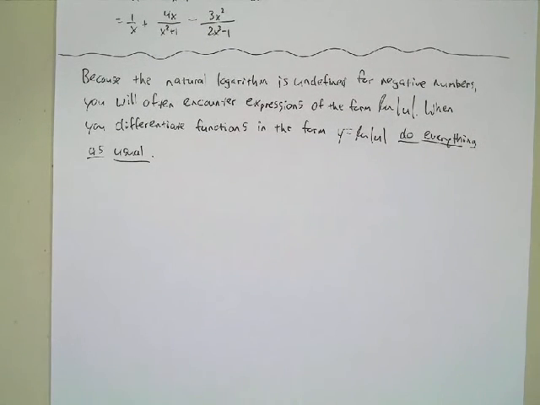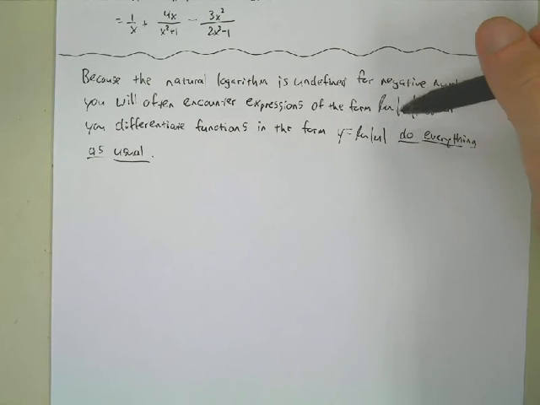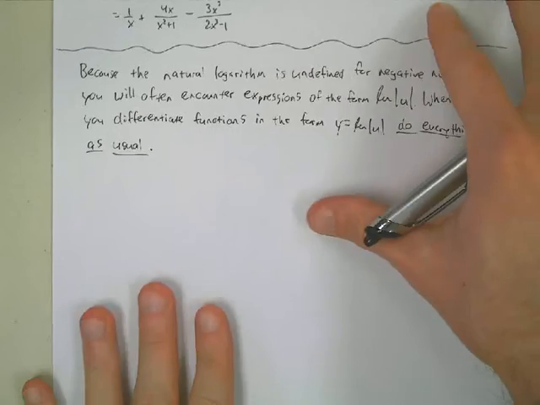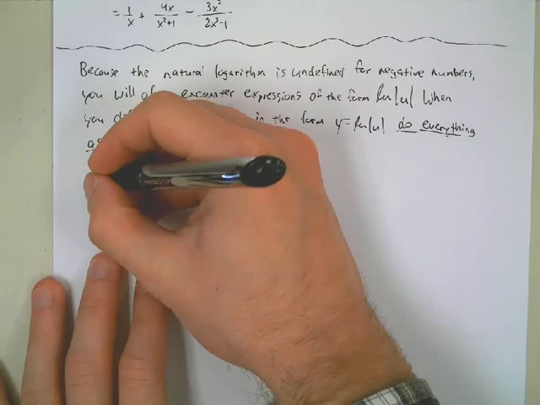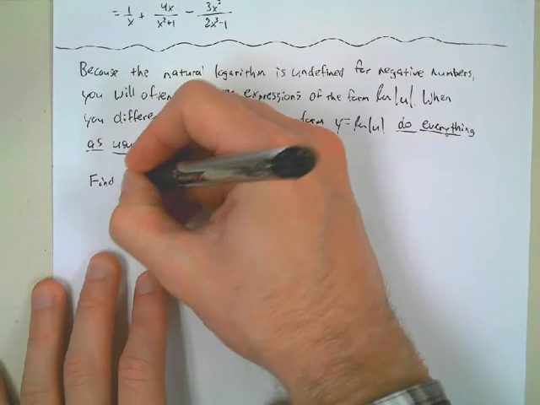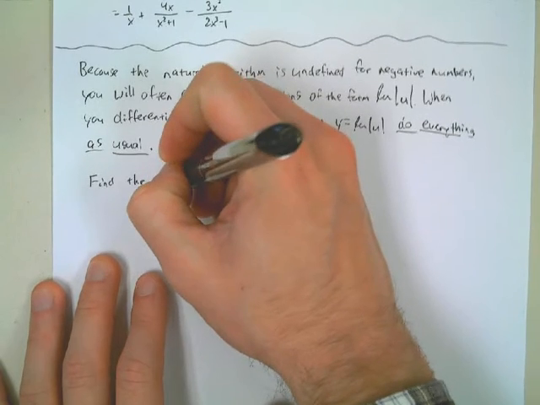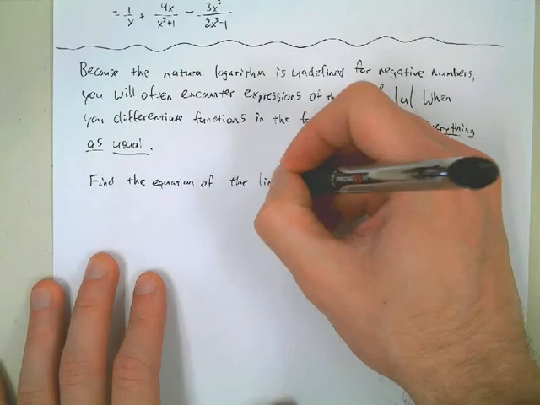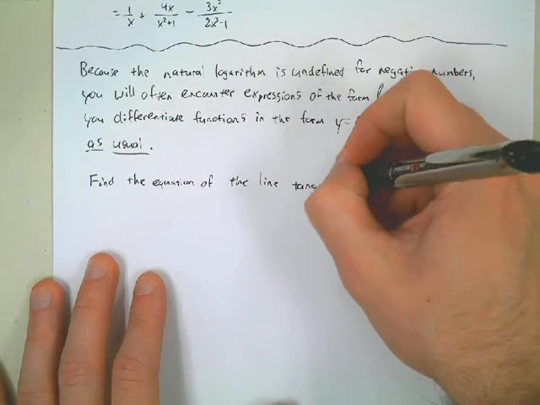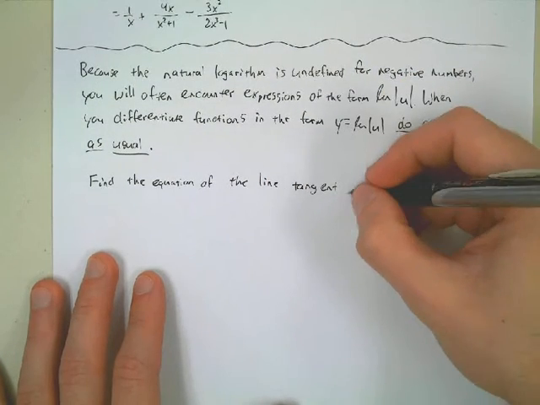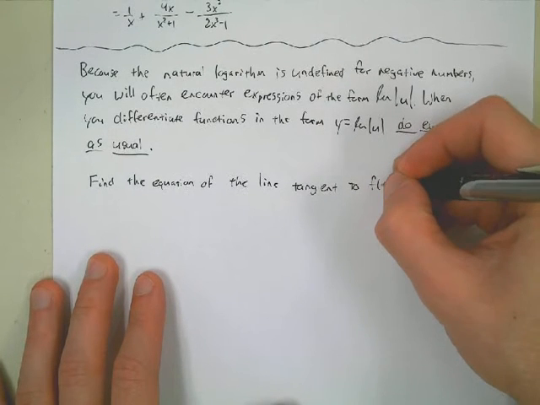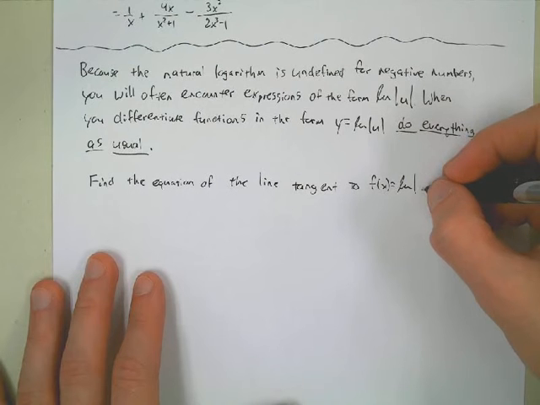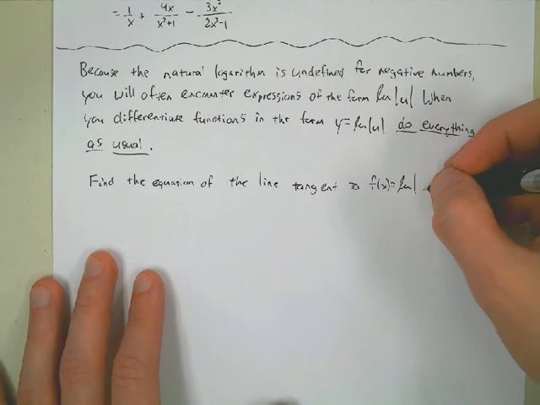All right, so as an example here, let's find the equation of the line tangent to f of x equals natural log of the absolute value of 2 sine of 2x minus 3 at x equals 0.